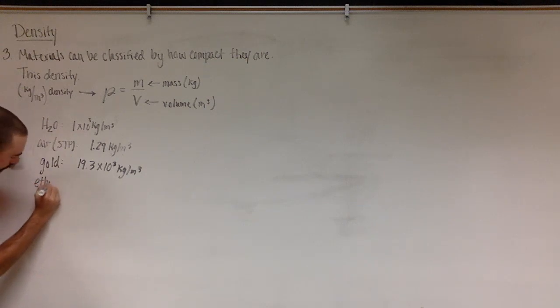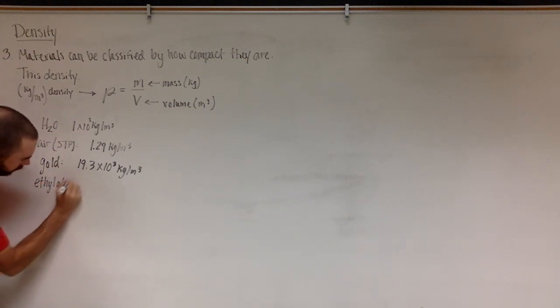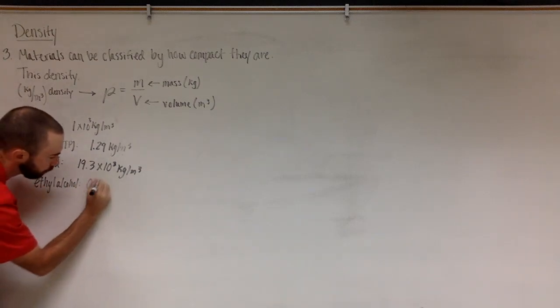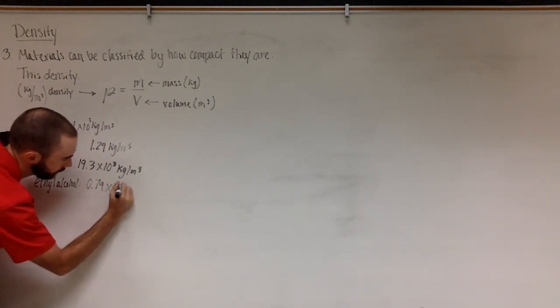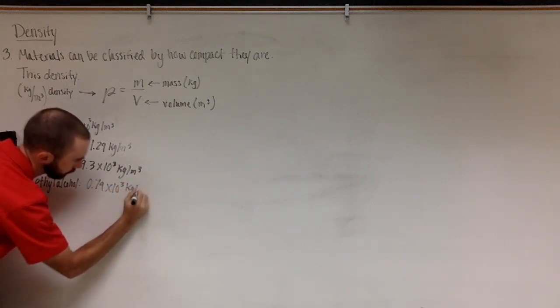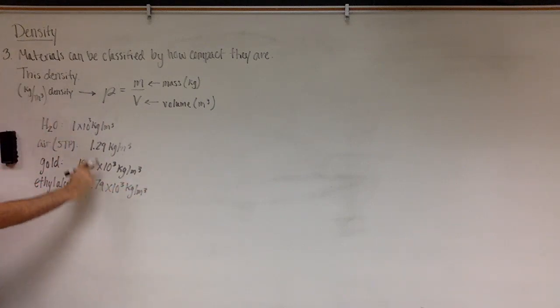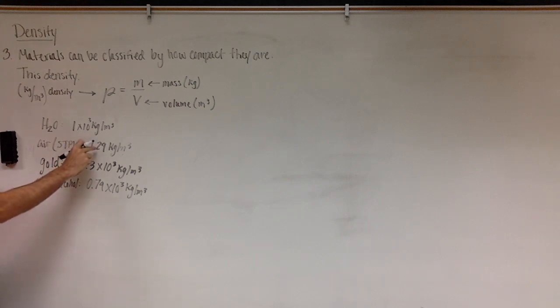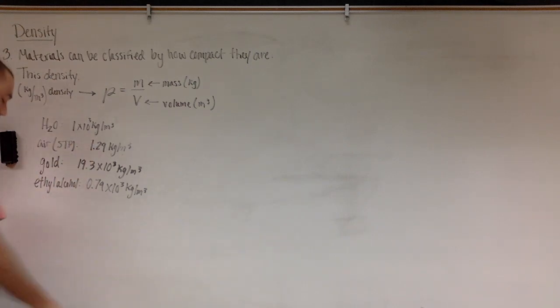And ethyl alcohol, which is the active ingredient in what we colloquially call alcohol, and it's 0.79 times 10 to the third kilograms per cubic meter. Notice this is still bigger than that one. This is times 10 to the third, so that's around 800 kilograms per cubic meter, which this one is still 1.29, which is significantly less.